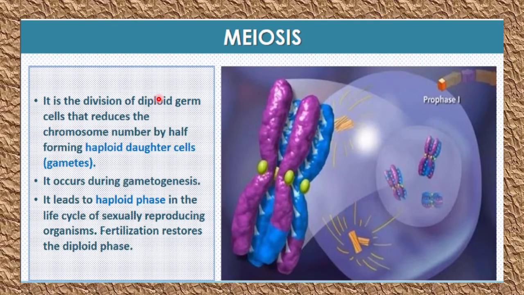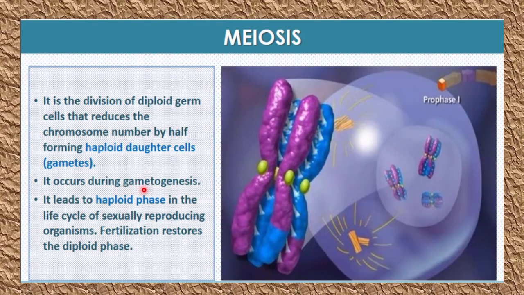So during this phenomenon, what happens? The diploid germ cell will convert into haploid. That means the chromosome number will be halved, forming haploid daughter cells, also called gametes. It occurs during gametogenesis. The process in which gametes are formed is called gametogenesis.